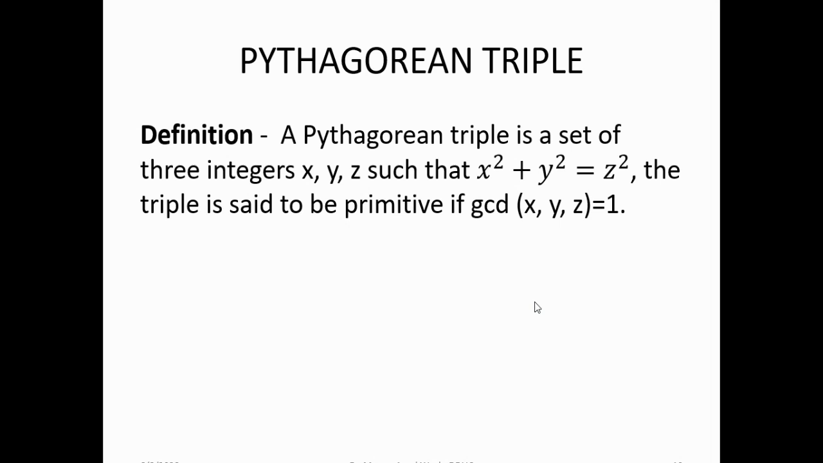So let us see what Pythagorean triples are. In general, we can understand it like this: any triplet x, y, z which satisfies this Pythagorean equation is called a Pythagorean triple. So let us see this definition. A Pythagorean triple is a set of three integers x, y, z such that x square plus y square is equal to z square. The triple is said to be primitive if the GCD of x, y, z is 1. That means if these three integers x, y, z are relatively prime to each other, then such a triple is called a primitive Pythagorean triple.